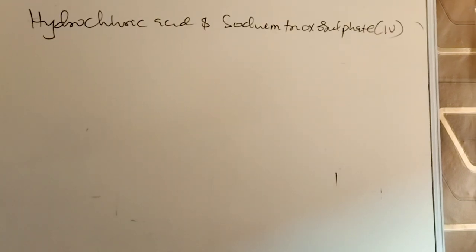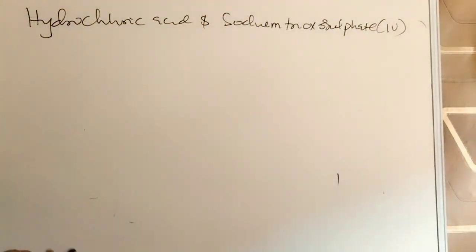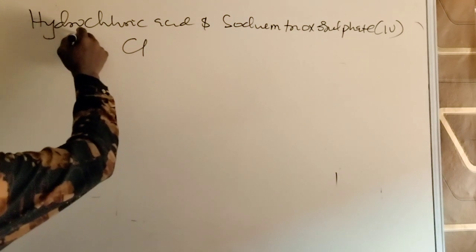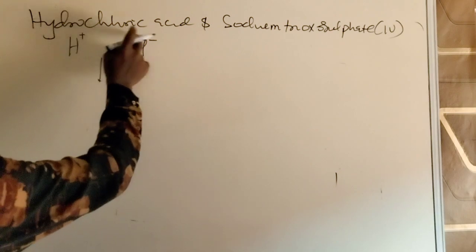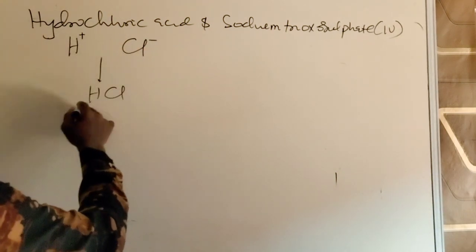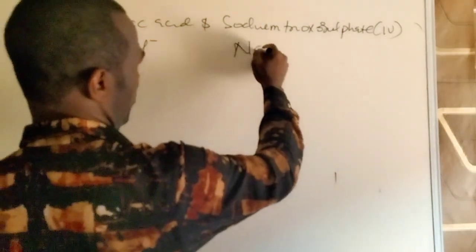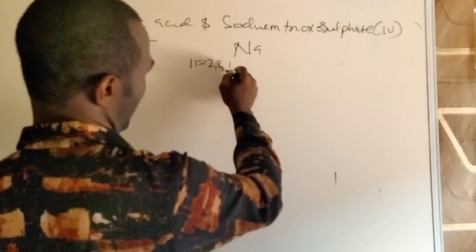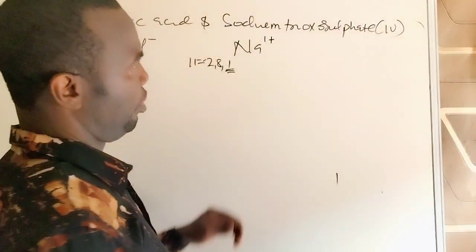We have this one, hydrochloric acid and sodium thiosulfate. This one contains hydrogen and chlorine. Hydrogen has valency 1 and chlorine is -1. We have seen this example before. When you join them together, equal valency cancels, and you have HCl as the formula. Sodium is Na. Being a metal, it donates 1 electron out. Metals are electron donors.